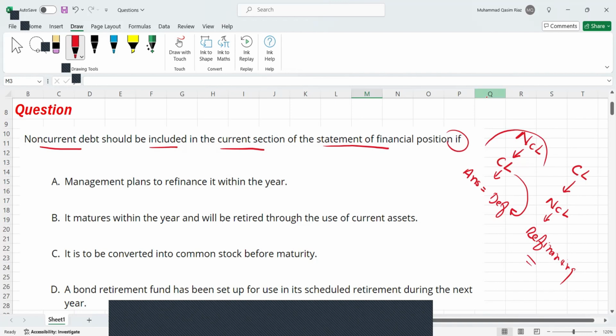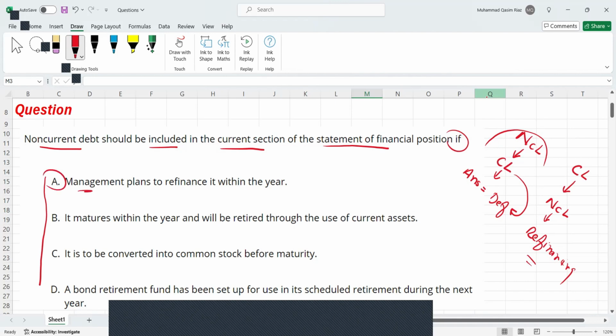As we know, the current liability is the liability which will be settled within 1 year from the reporting period. This is the normal definition. But in GAAP we say any liability which will be settled within 1 year from the reporting period or operating cycle, whichever is longer, right? This is the definition. So here we have to look where the option for current liability is available. So we got four options here.